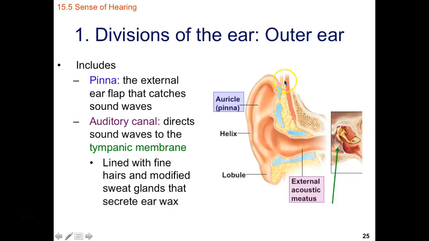Now let's talk about the outer ear first. We have the pinna or the auricle. So this is going to be the flap portion of the ear, which is shaped like a funnel so that the sound waves can be caught and transferred down into your external acoustic meatus or external acoustic canal, or this is also known as your auditory canal. And this helps move all the sound waves over to your tympanic membrane. And this canal is going to be filled with fine hairs and modified sweat glands called ceruminous glands that'll create earwax or cerumen.